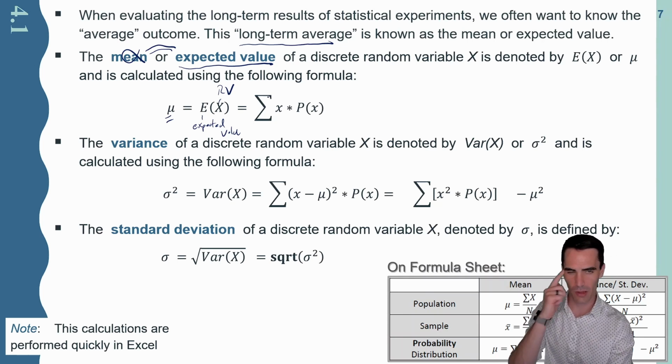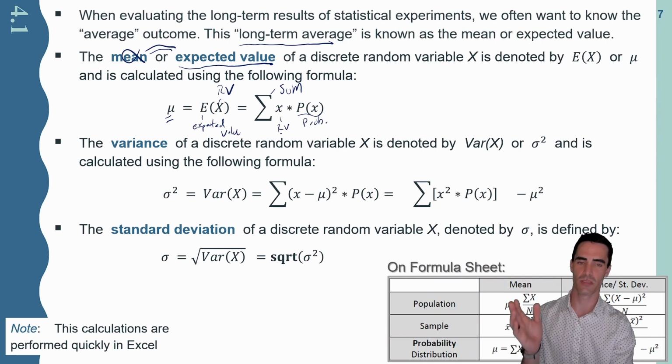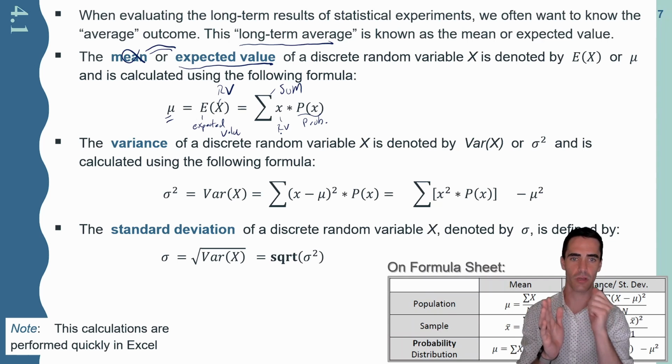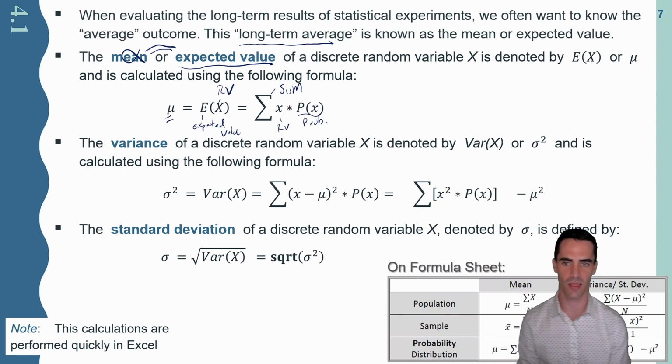of the random variable, is equal to some characters here. I'd encourage you to think about and write what these characters represent. This is the sum of x, that's your random variable, times p of x, that's your probability. And we're just summing all those up. So we have all of our probabilities. We're going to multiply, add, multiply, add, multiply, add, and so on down the line.